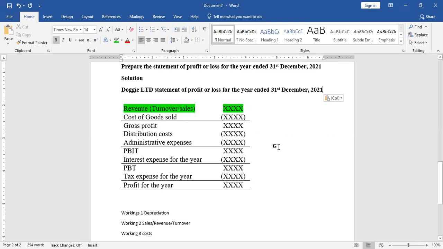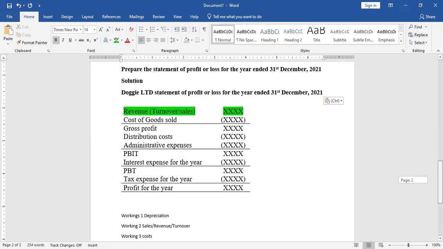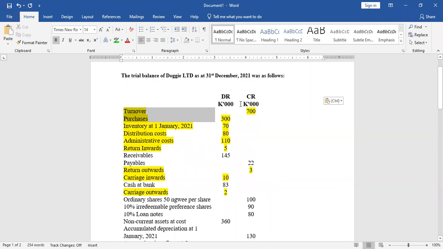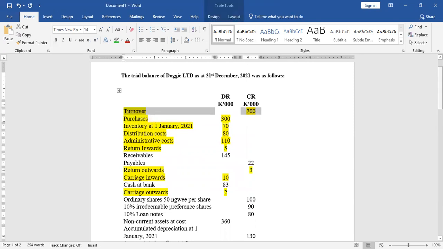So let's see. What was our turnover or sales in the trial balance? The turnover is here. It is 700, which is 700,000. There are those K's on top there. So it's 700.